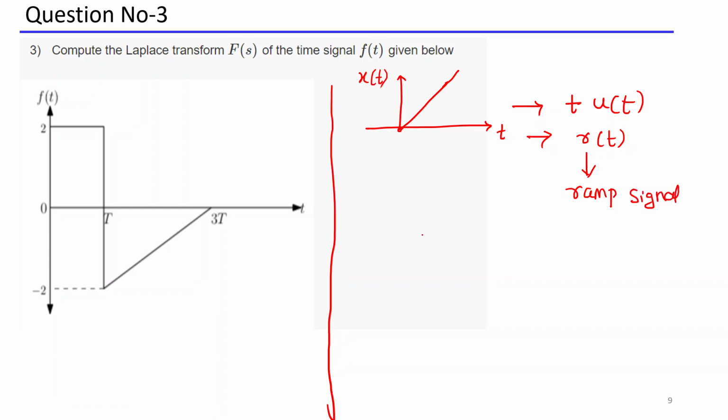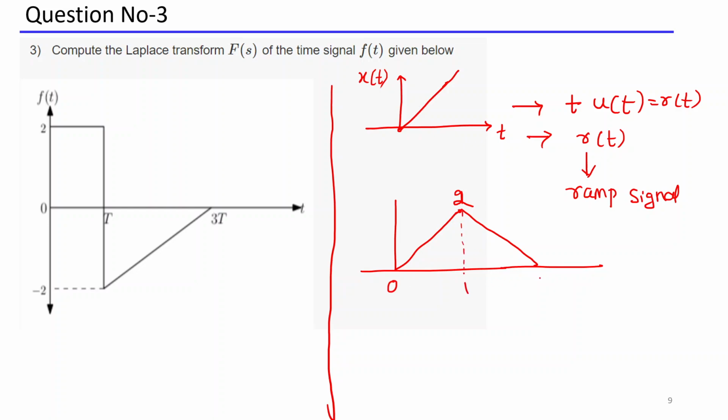This is the first one I'm saying. The second question I'm developing for yourself. Now tell me, you know the equation of this line: t u of t is nothing but r of t. Now what is the equation of this triangle? Let me call the amplitude 1. Now for simplicity take it as 2, and this is 0, this point is 1, this point is 2, and this is the infinity signal. Let's say this is x of t. Again, quickly tell me what is the equation of this triangle?